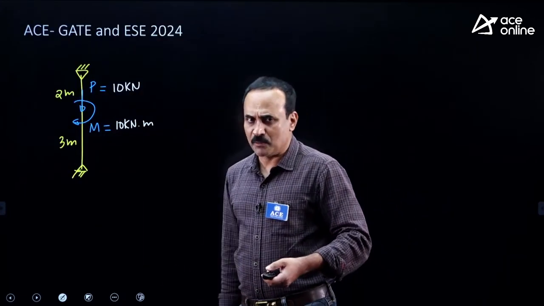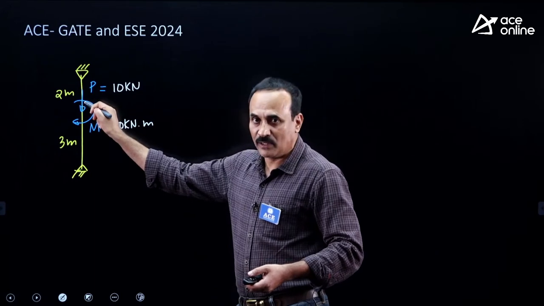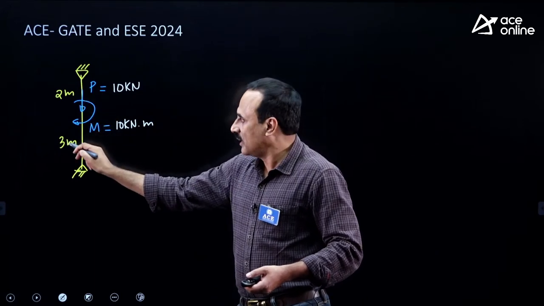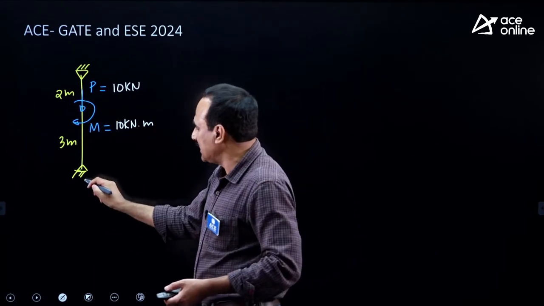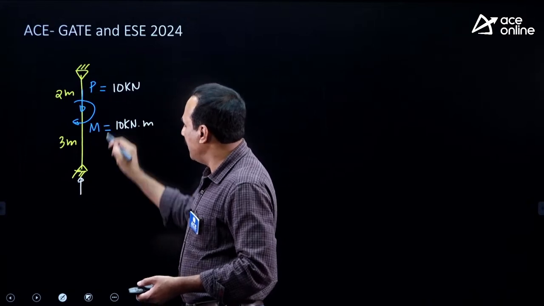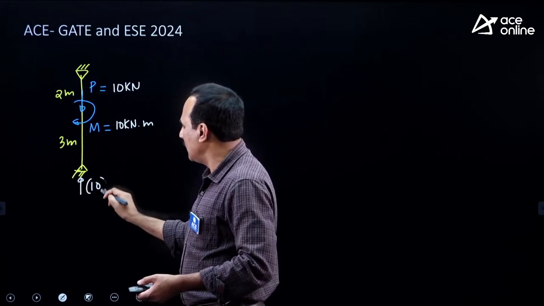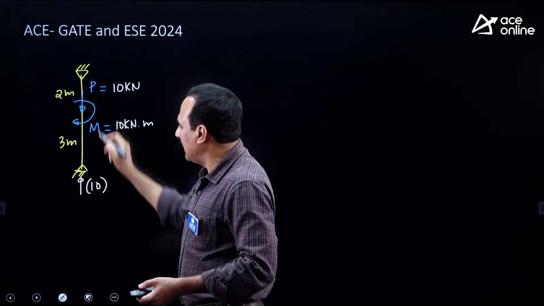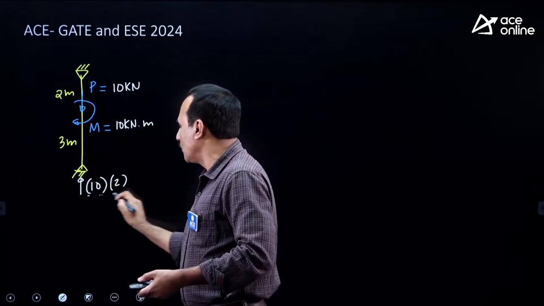I'll go by the shortcut procedure. If you are applying a point load here, an eccentric point load, the reaction here will be P, the 10 kN, into the opposite side length, 2 meter, divided by the total length.